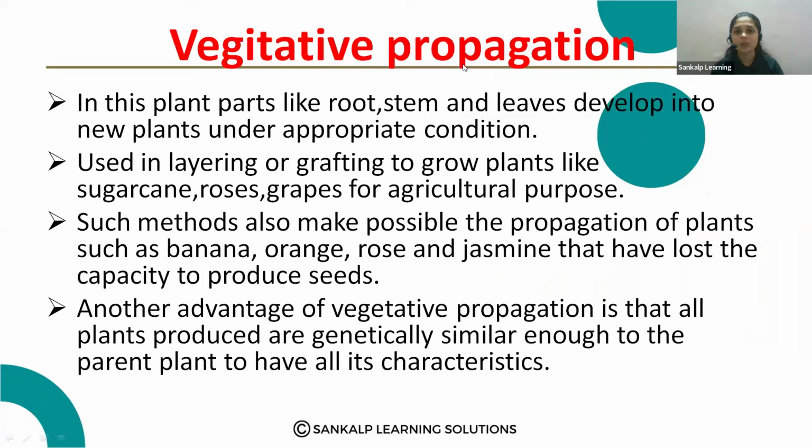Then vegetative propagation. This vegetative propagation we can observe mainly in plants. Parts of the plants are used to develop into a new plant. It may be a stem, a root, or leaves. Any part of the plant is used to develop into a new plant without using seeds.